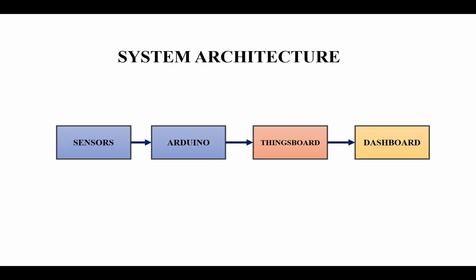This is the system architecture. It consists of sensors, an Arduino board, ThingsBoard, and a dashboard. We are using the sensors to collect the data and transfer it to Arduino, and we are integrating an Ethernet shield with Arduino so that it helps us connect to the internet, because the Arduino board does not have any Wi-Fi or Bluetooth connection. Using the Ethernet shield, we connect to the internet cloud, where data is transferred to ThingsBoard. Then it is displayed on the dashboard.